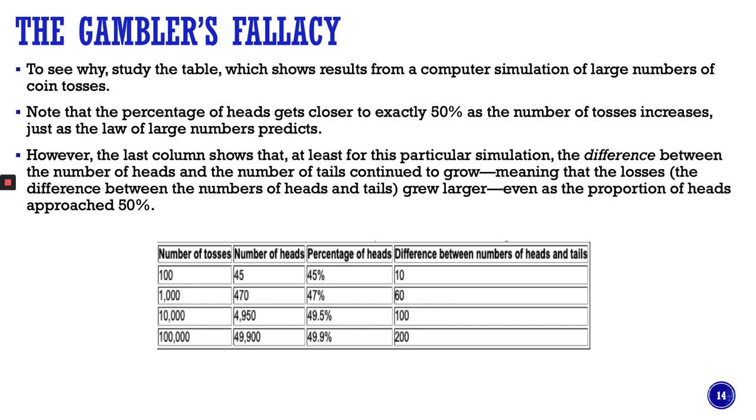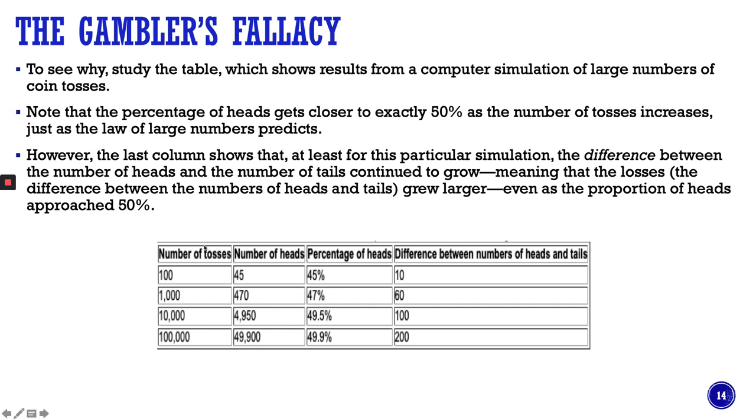To see why, study the table, which shows the results from a computer simulation of large numbers of coin tosses. Note that the percentage of heads gets closer to exactly 50% as the number of tosses increases, just as the law of large numbers predicts. However, the last column shows that, at least for this particular simulation, the difference between the number of heads and the number of tails continued to grow, meaning that the losses, the difference between the numbers of heads and tails, grew larger even as the proportion of heads approached 50%.